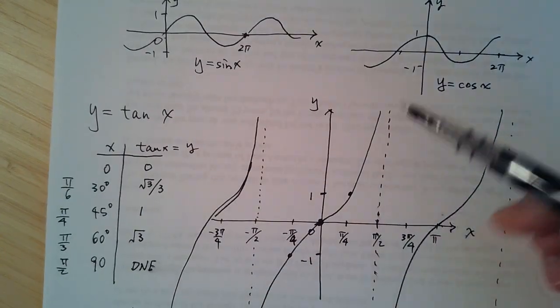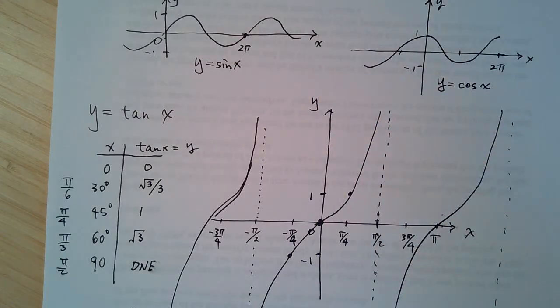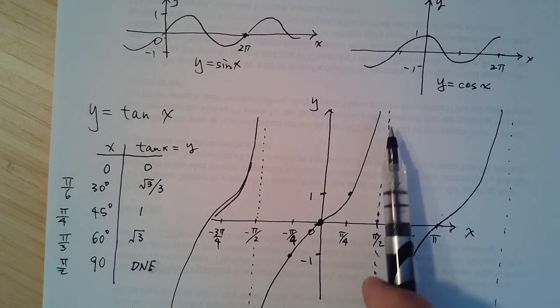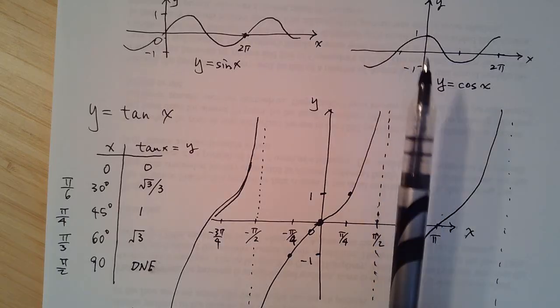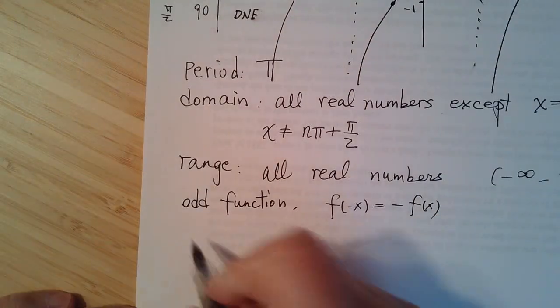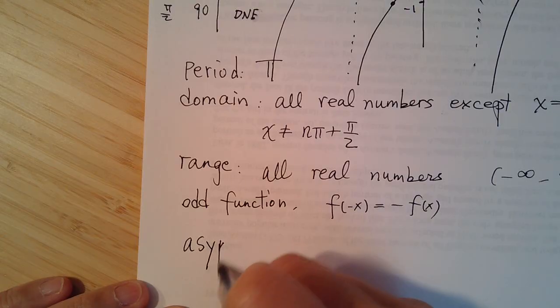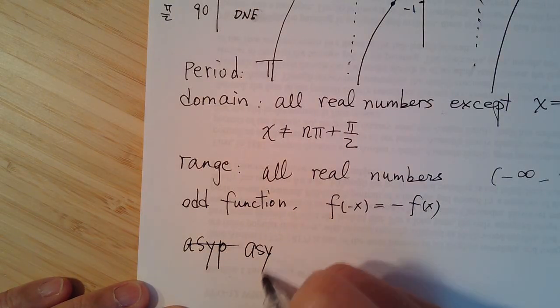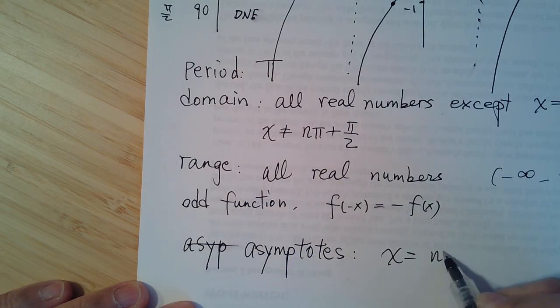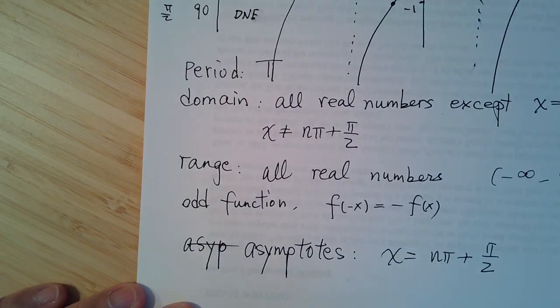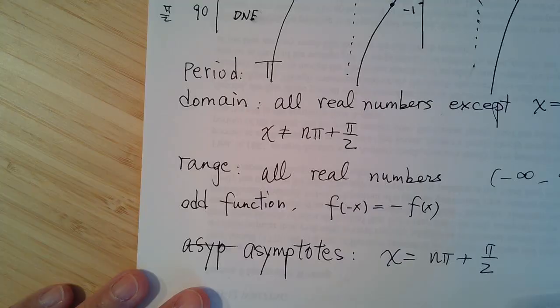And one more interesting thing here: the sine and the cosine graphs are continuous, right? But this is not, it stops. And it goes up and up and up, very, very close to this line, but not equal to it. Those dotted lines, we call asymptotes. That is when x equals n pi plus pi over 2. That's your asymptote. So y equals tangent x has asymptotes.